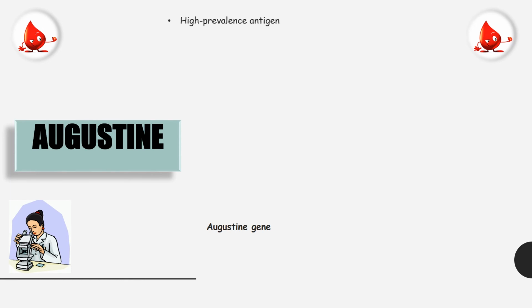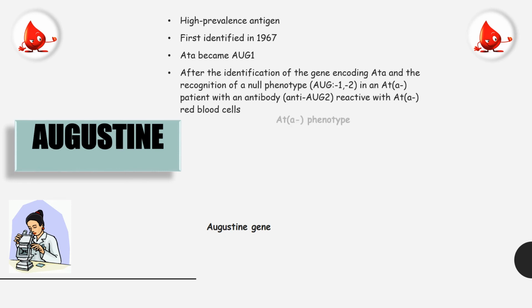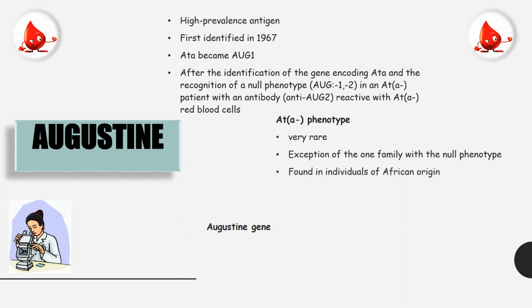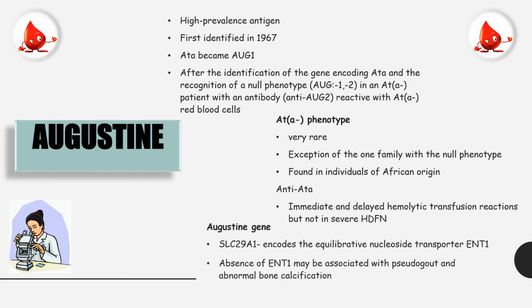The high-prevalence antigen Augustine was first identified in 1967, but it was not until 2015 that August became AUG1 of a new blood group system, Augustine. The new system was established after the identification of the gene encoding Augustine and the recognition of a null phenotype in an Augustine negative patient with an antibody reactive with Augustine red blood cells. The Augustine negative phenotype is very rare, and with the exception of the one family with null phenotype, has only been found in individuals of African origin.